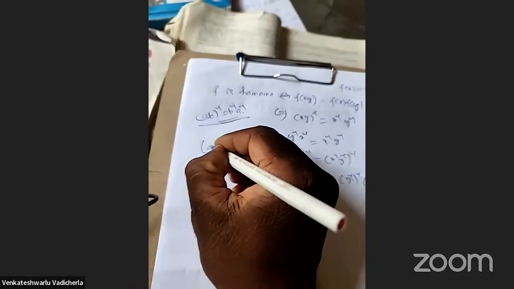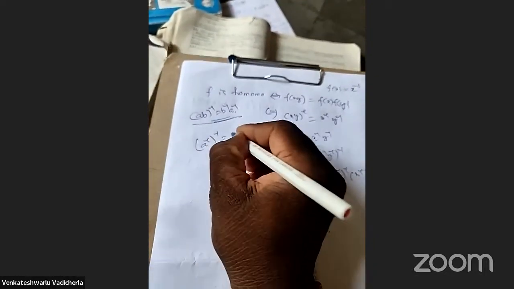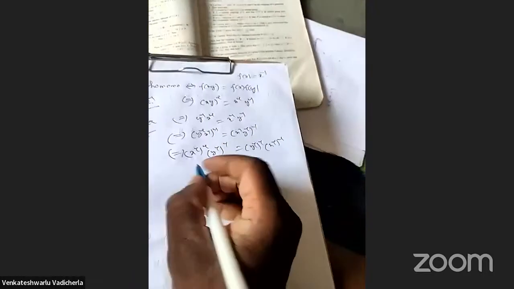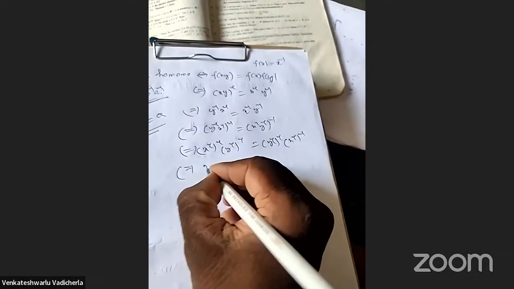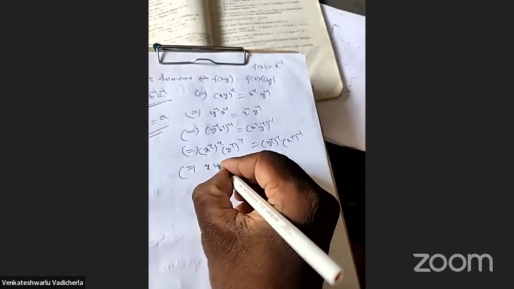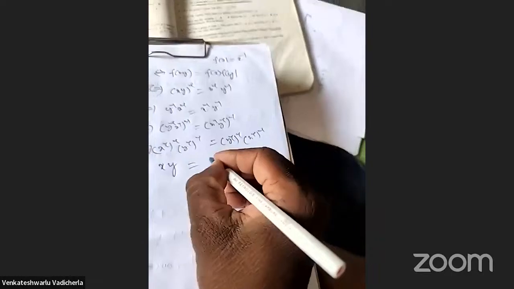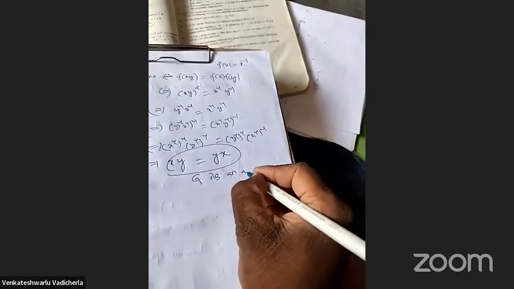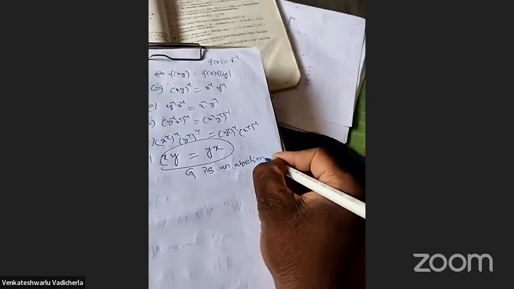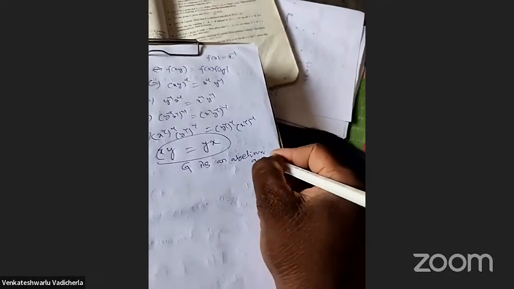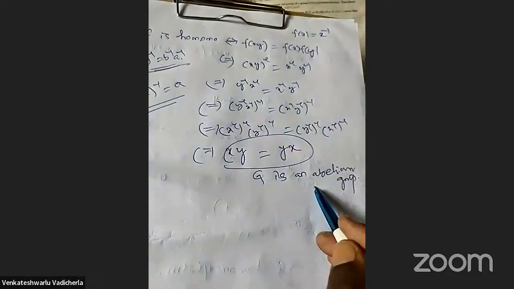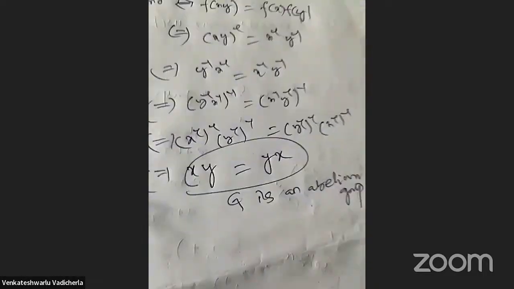We already have the property: a inverse whole inverse is equal to a. So here also, x inverse whole inverse is x, y inverse whole inverse is y. So y inverse whole inverse is y, x inverse whole inverse is x. So this is called G is an abelian group with respect to multiplication. f is a homomorphism if and only if G is abelian. So the theorem is clear.